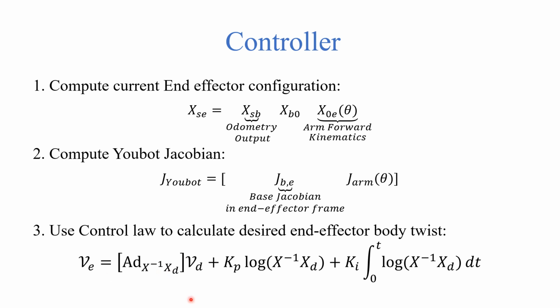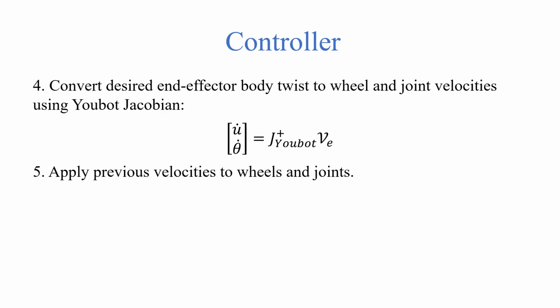Now, this equation is made up of a feed-forward term, which expresses the desired velocity twist in the end effector frame, a proportional term, which is proportional to the error twist, which is given by log of x inverse xd, and an integral term, which is ki multiplied by the integral of the error twist. Finally, we convert this desired end effector body twist to velocities of the wheels and the joints by multiplying with the pseudo-inverse of the Youbot Jacobian. Then we apply these velocities to the wheels and the joints appropriately.